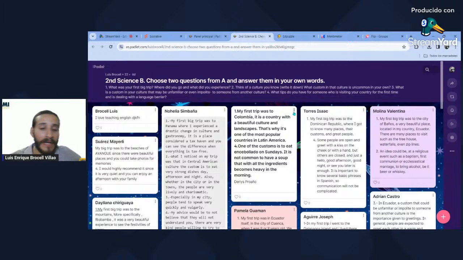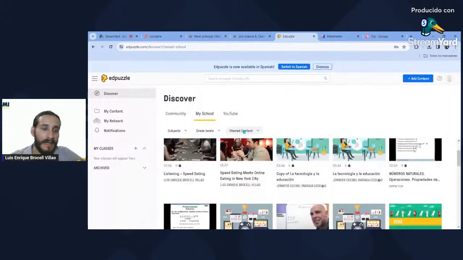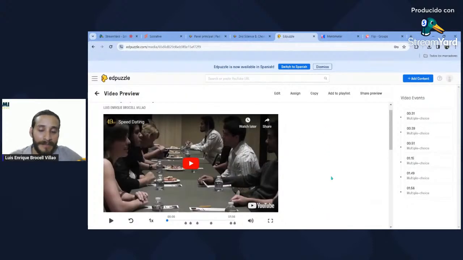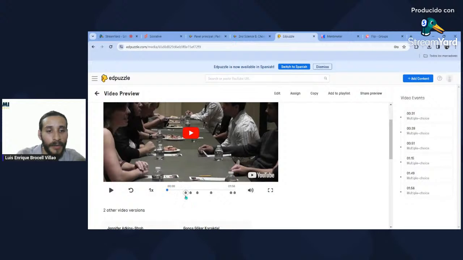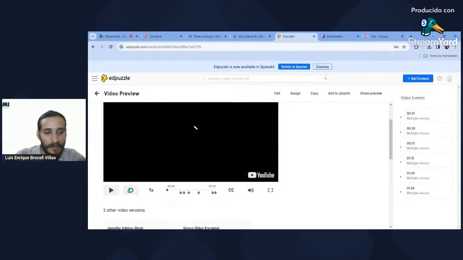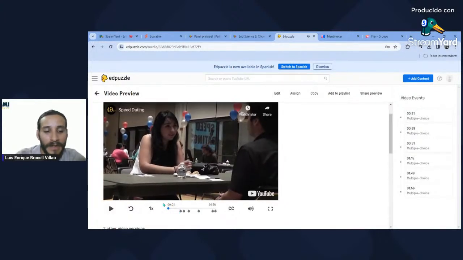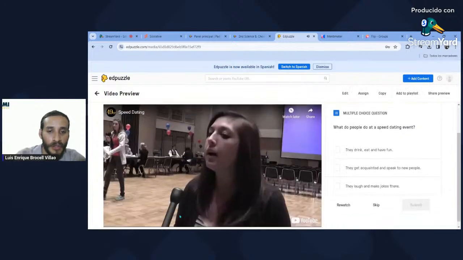The next application that I have brought to you is Edpuzzle. It's awesome if we want to assess the listening part. In Edpuzzle, we can share some videos for the students. Here we have the marks. We can place questions at the marks. We can play the video, and when they get to the mark, a question will appear.